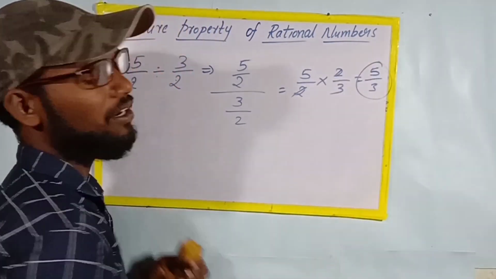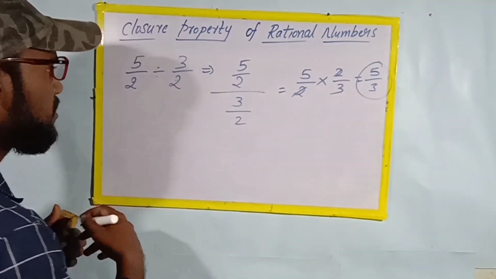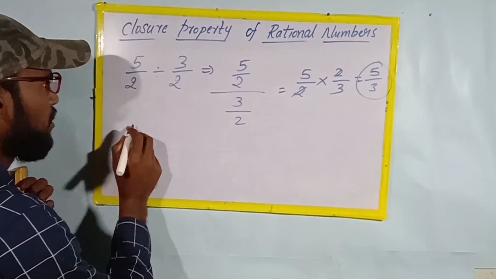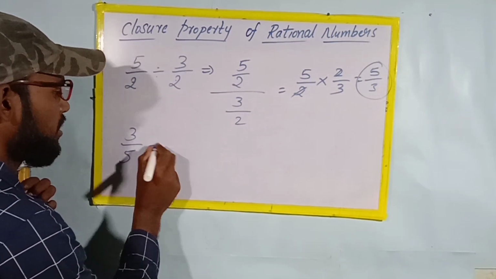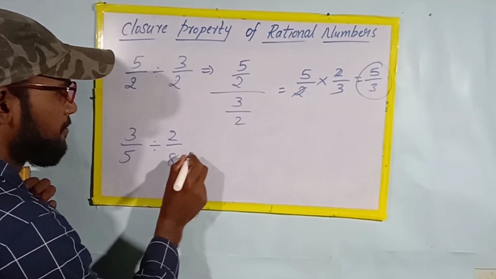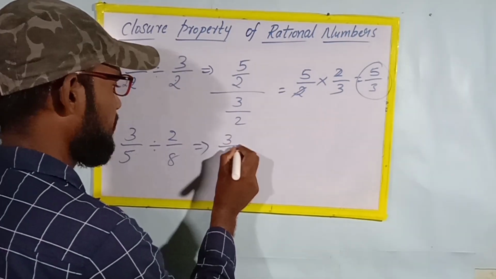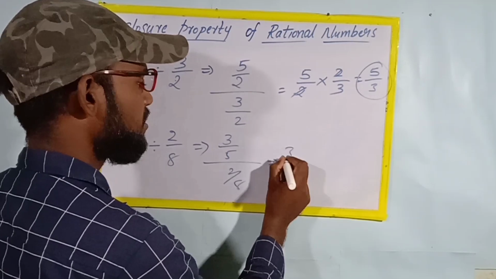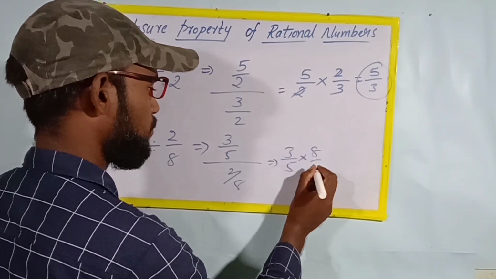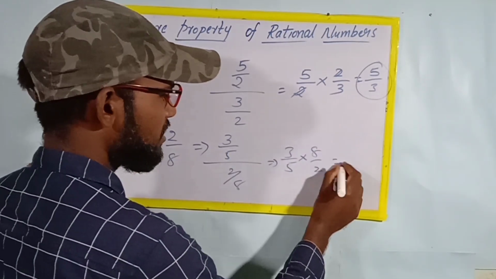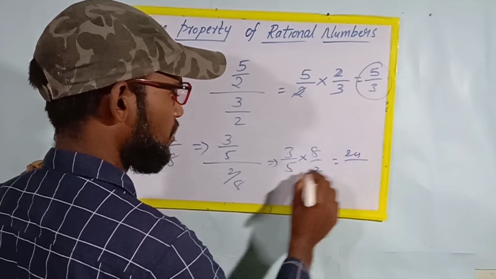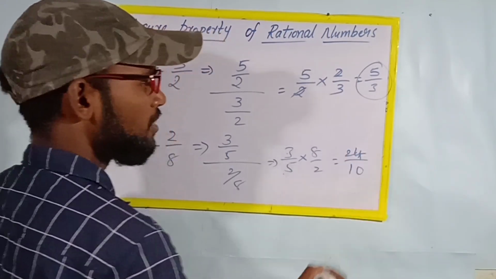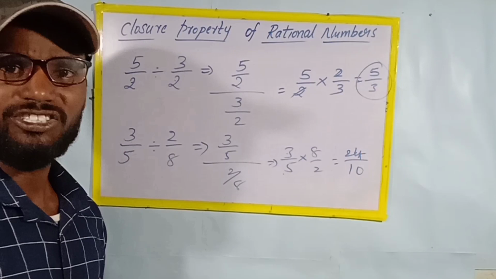Is it a rational number or not? Yes, it is a rational number. Next, take one more example. 3 by 5 divided by 2 by 8. That means 3 by 5 into 8 by 2. So what is the answer here? 3 into 8 is 24, 5 into 2 is 10. Okay. So is it a rational number or not? Yes, it's a rational number.